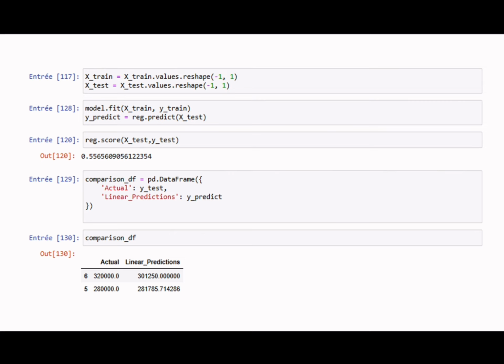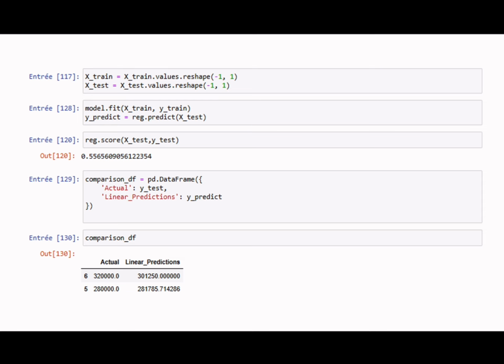Step 9. Checking model accuracy. After training, we use the R-square score to evaluate how well our model performs on the test set. An R-square score closer to 1 means our model makes accurate predictions. An R-square score closer to 0 means the model does not explain much variance in the data.